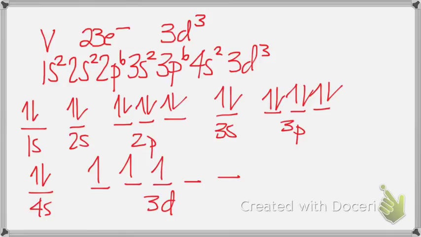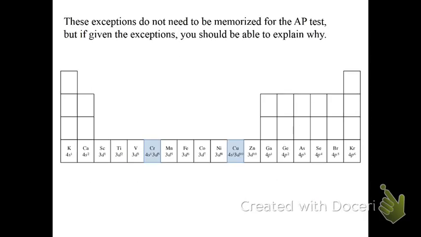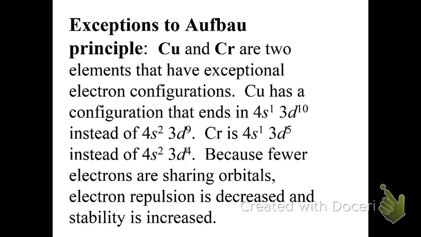Okay, so now that we've practiced that a little bit, we'll talk about the exceptions. Now, in Chem 1, I made you memorize the exceptions. You don't necessarily have to memorize the exceptions, but you have to be able to explain them if they show you this, like instead of what you expect, you get this. And I have the exceptions marked on the paper that I gave you.